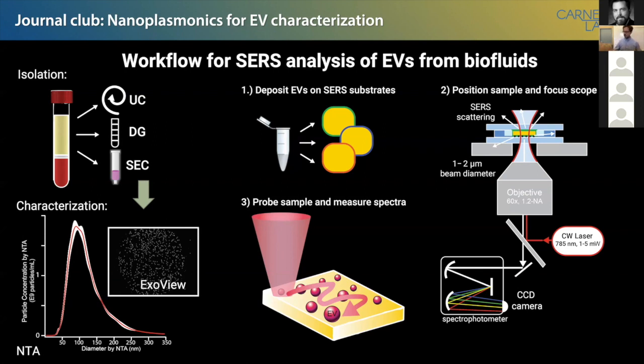I have a new resistive pulse sensing in my lab that's still in a crate, but we're getting that set up pretty soon. So then once we have some level of purified EVs, of course, we would like to not do any purification. We're testing that as well. We deposit them onto SERS materials.